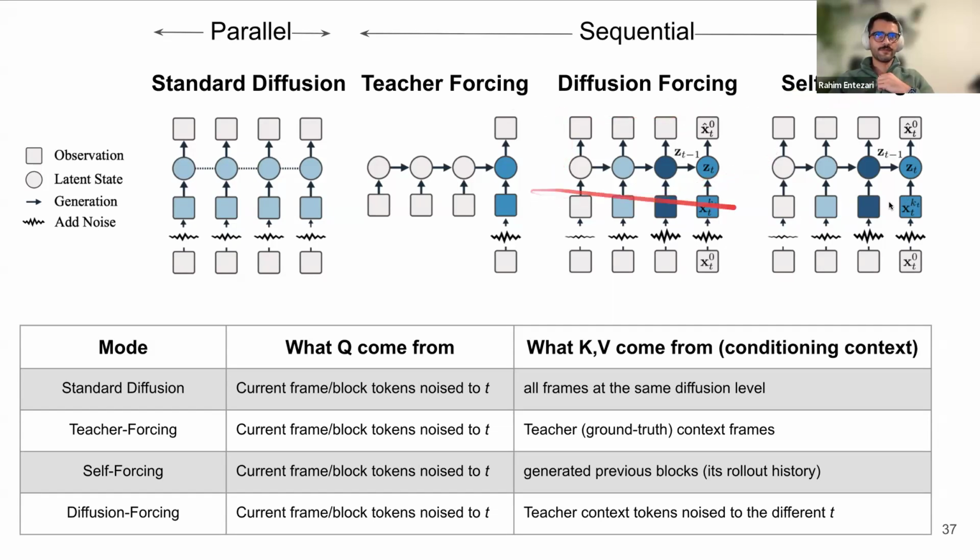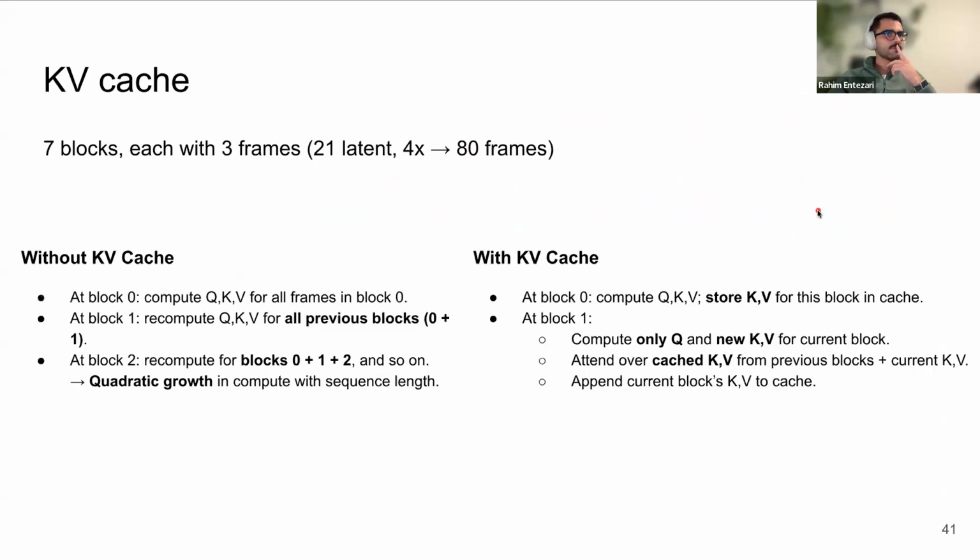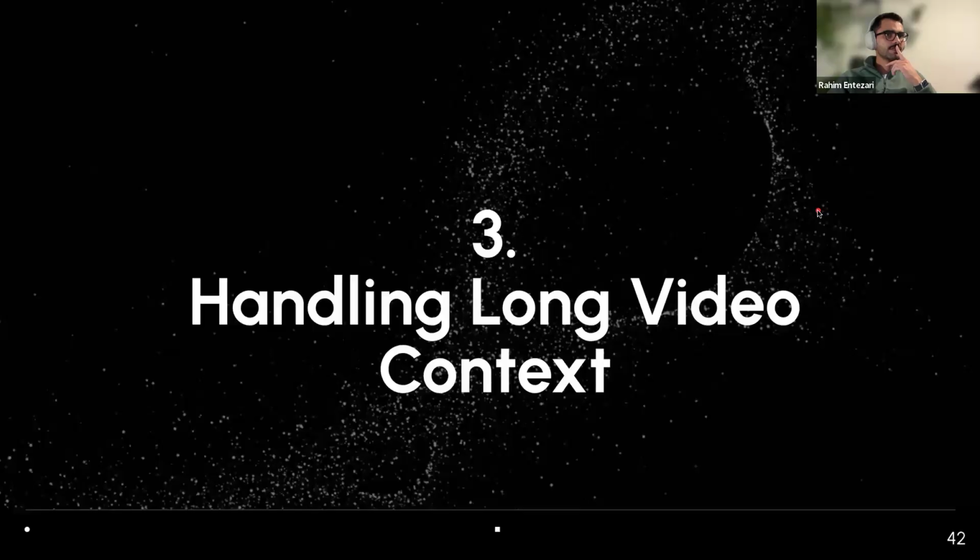Diffusion forcing lies somewhere between. I'm going to skip the KV caching. And how much time do I have? Maybe another 5 minutes I can use.